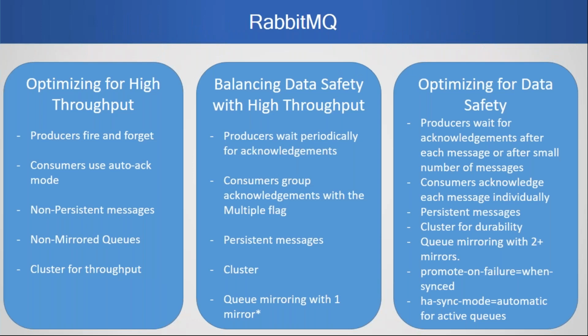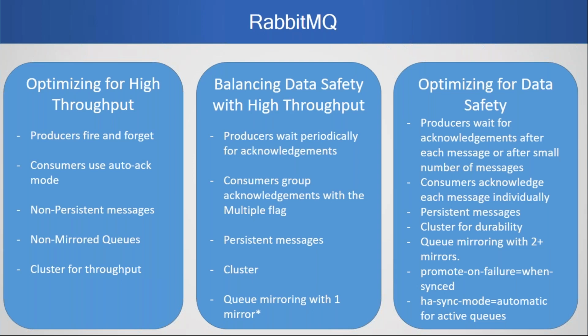So we can optimize for high throughput. On one extreme, we can have producers fire and forget. Consumers can use auto ACK mode. We can have non-persistent messages as they reduce load on the brokers. We can not use mirrored queues, and we can have a cluster, but for throughput, so we can distribute load across 3 nodes, for example.